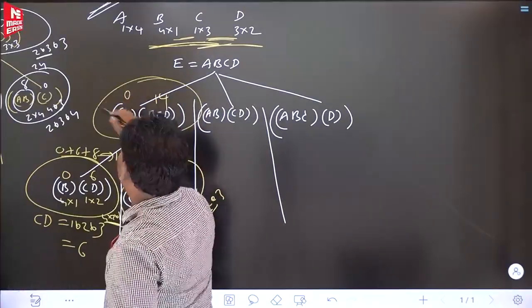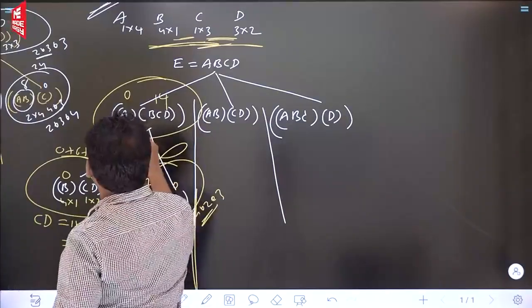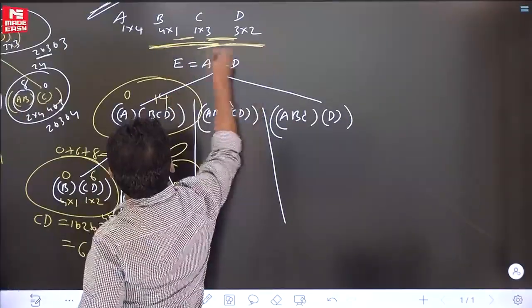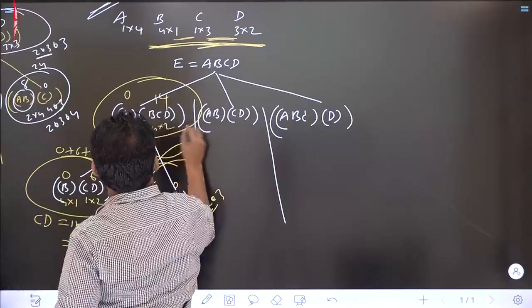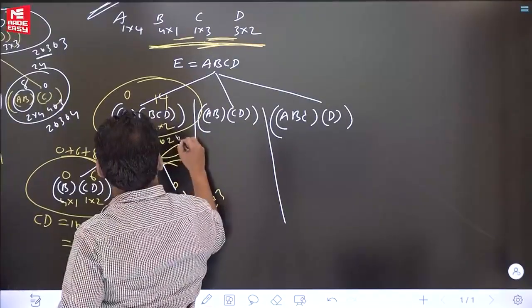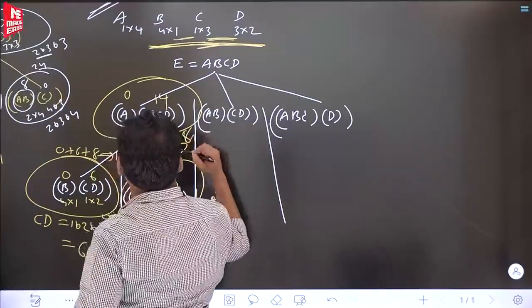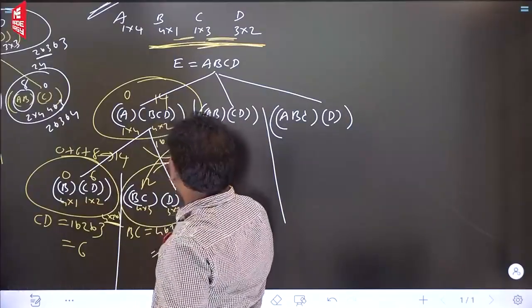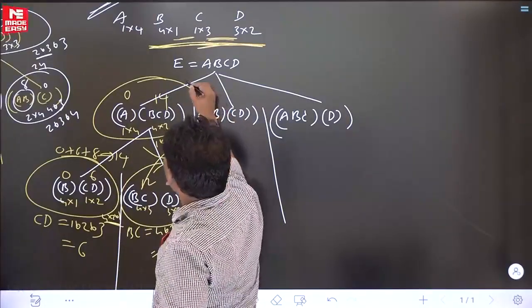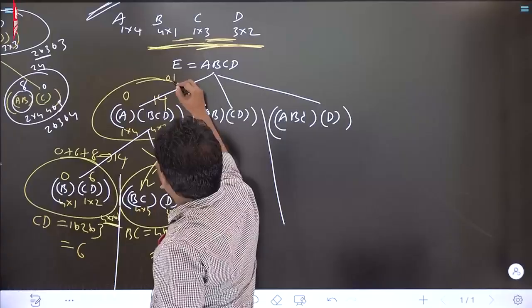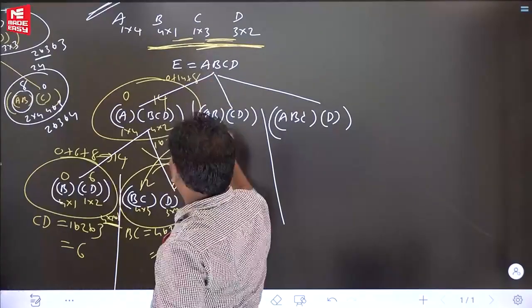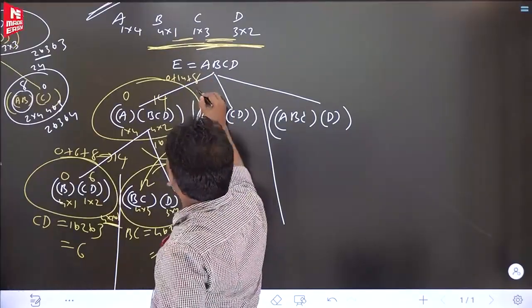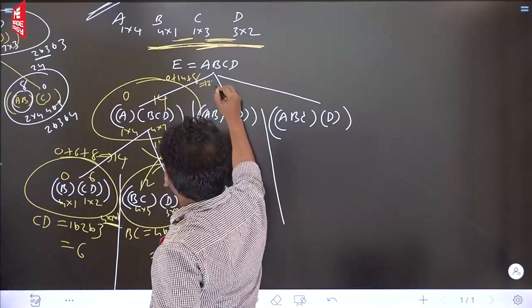A0. Let's go to the next one. What is the A size? 1 by 4. What is the BCD size? 4 by 2. What is the overall size? 1 by 2 into 8. Sorry, into 4. What is the answer? 1 by 2 into 4, which goes to 8. So 0 plus 14 plus 8. Total, what is the answer? I think 22. Left one is 22.